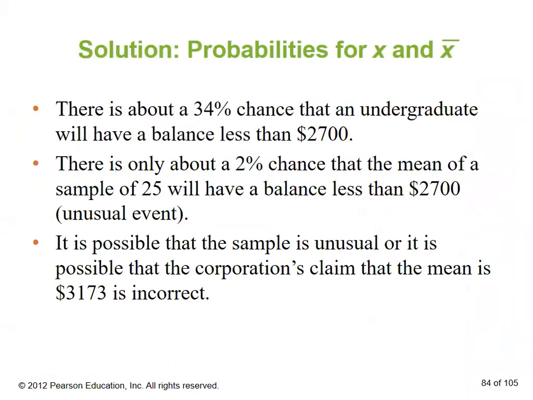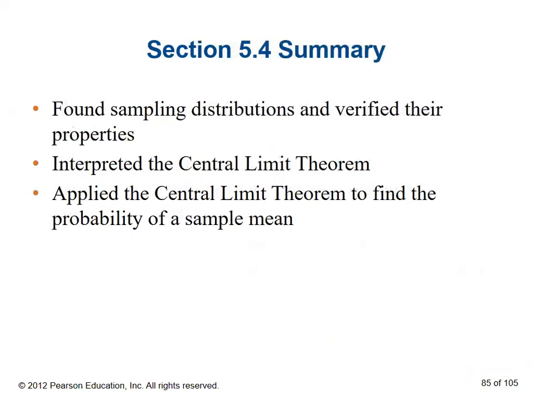Now, here would be the conclusions you could draw. It is possible you just get a really unusual sample. You just happen to get a lot of people who are really on top of their credit and didn't have nearly as much debt as most people. Or is it possible the corporation may not be truthful in saying that the mean is 3,173? That could be an incorrect value that they proposed. But one of those two would tend to be true. I've either got an unusual sample or I've got bad information. All right, and that is everything that is in 5-4.